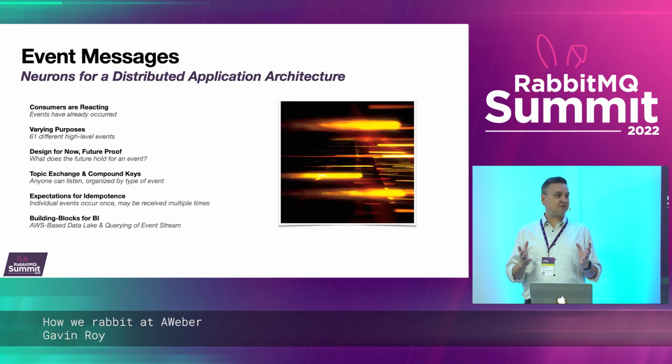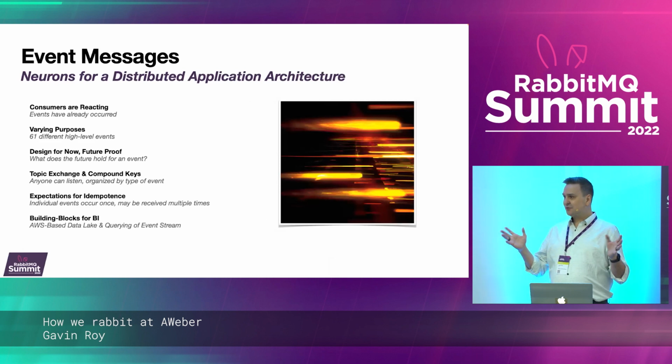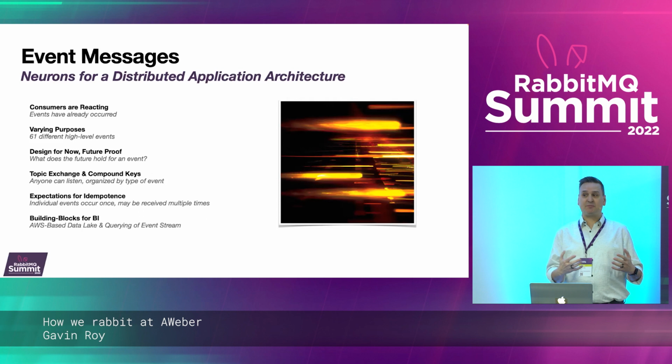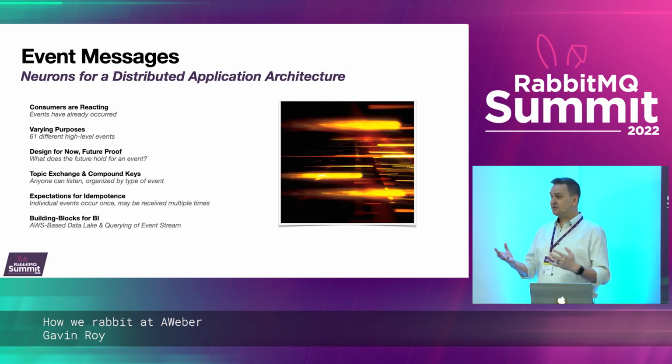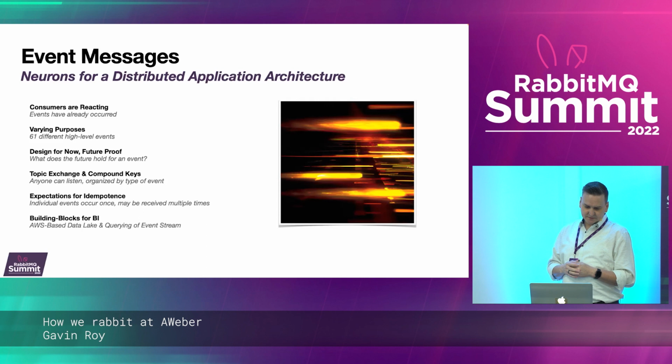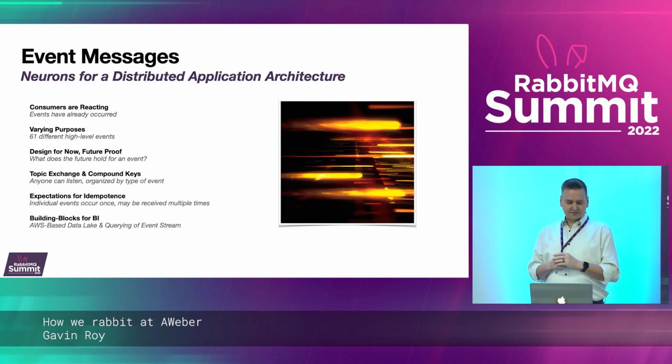Our event messages you can think of as the neurons for a distributed application architecture. Our consumers are reacting to something that happened. So we have a lot of these different applications that are doing anything from recording information to a database to causing and triggering events within our workflow engine. And we have quite a number of these different events, 61 different high-level events, for all sorts of different purposes.